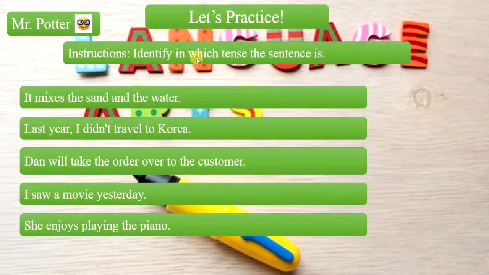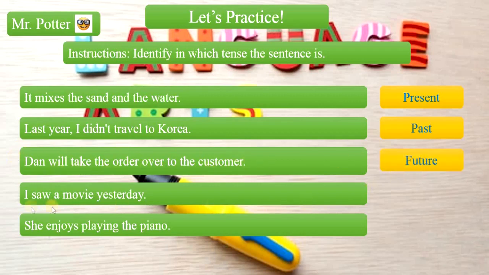Now, let's practice. Instructions. Identify in which tense the sentence is. Number 1. It mixes the sand and the water. What kind of sentence is this? Present. Very good. Last year, I didn't travel to Korea. What kind of sentence is this? Past. Very good. Dan will take the order over to the customer. What kind of sentence is this?